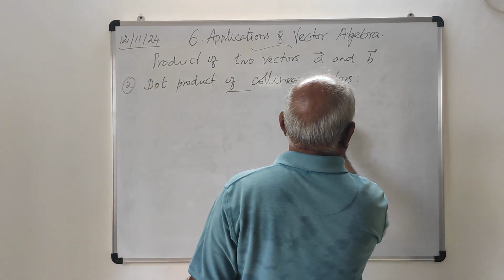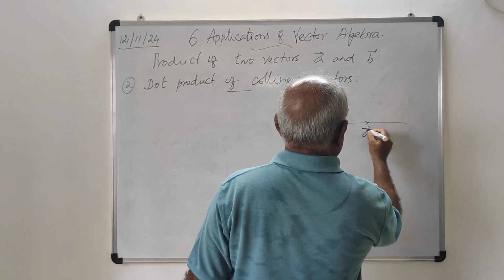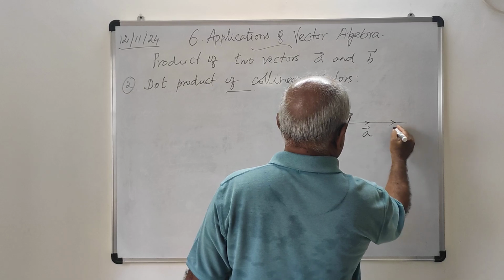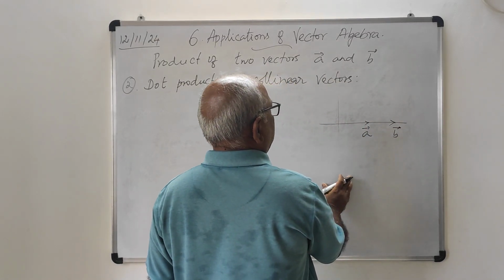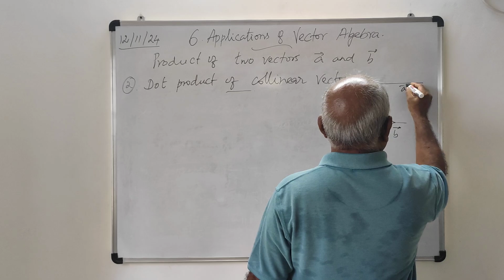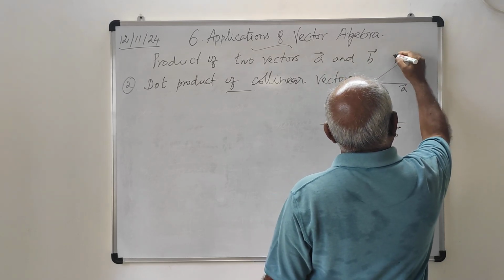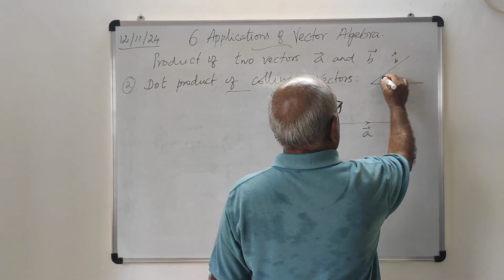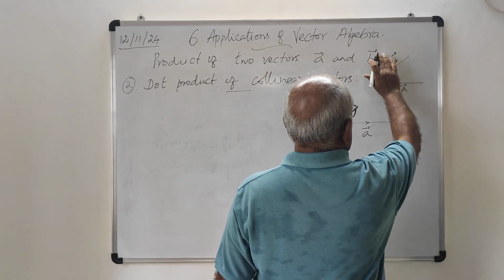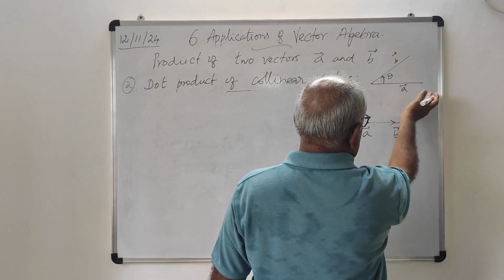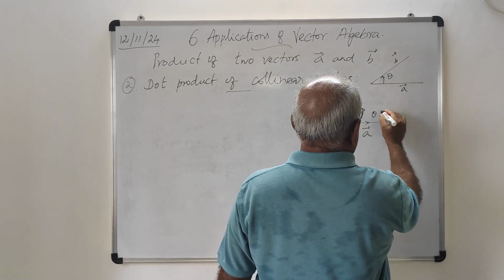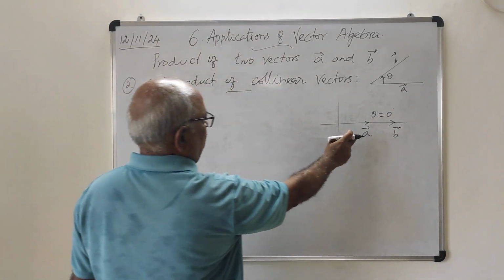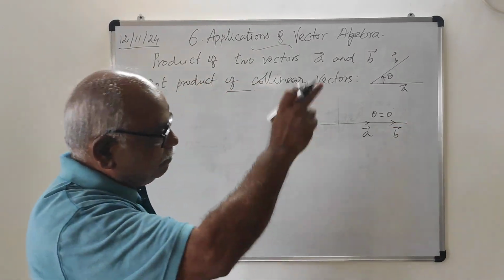See, this is your A vector and B vector is also acting along the same line. Suppose this is A and this is B vector. B coincides with the vector A, and this is theta. If A and B are collinear, theta becomes 0 degree. That is the dot product of collinear vectors, when vectors A and B are acting along the same line in the same direction.